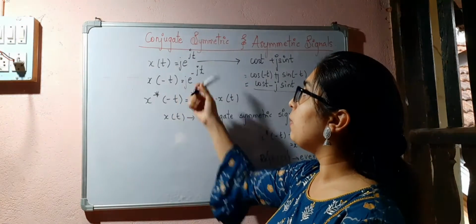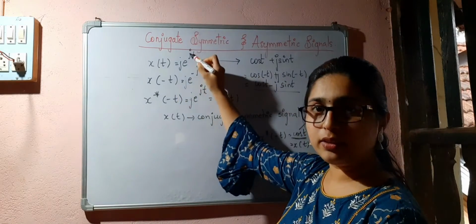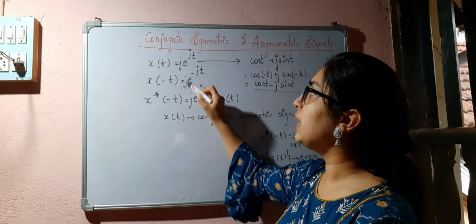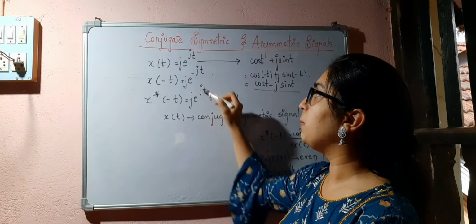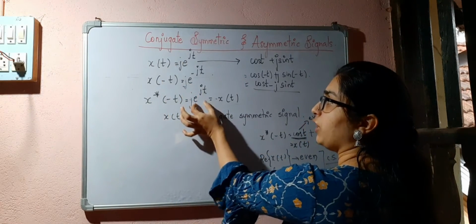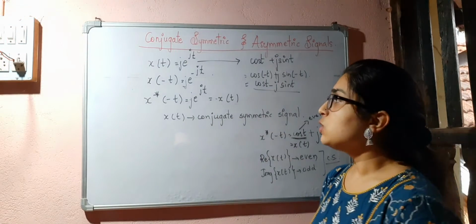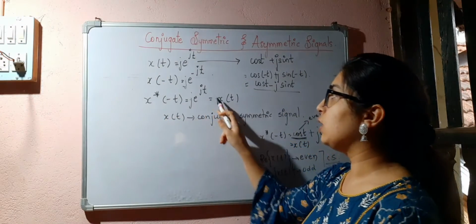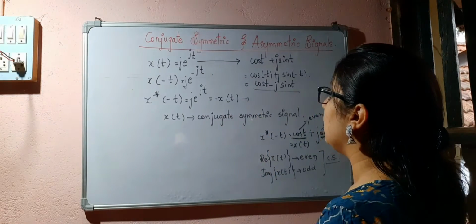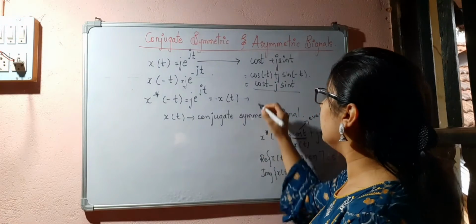Why? j e to the power of jt. See here, x of minus t means it is only affecting the t. It doesn't affect this j part. So x conjugate means, you know that j becomes minus j and here it becomes plus j. So e to the power of jt, j, this is x of t, but you have a negative sign. So I will write minus x of t. So if x conjugate of minus t is equal to minus x of t, that becomes a conjugate asymmetric signal. So we can say x of t is a conjugate asymmetric signal.